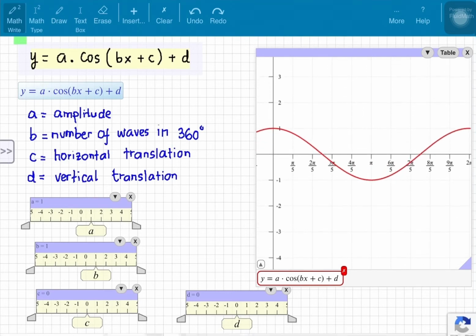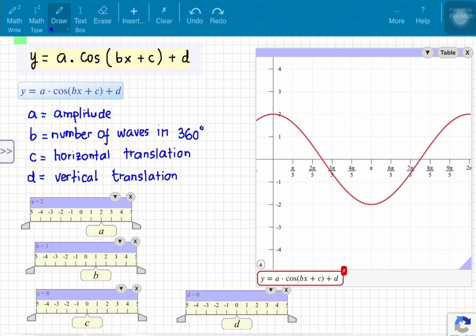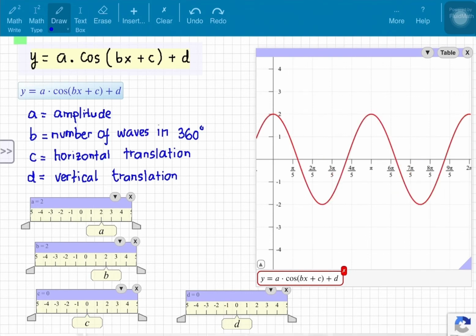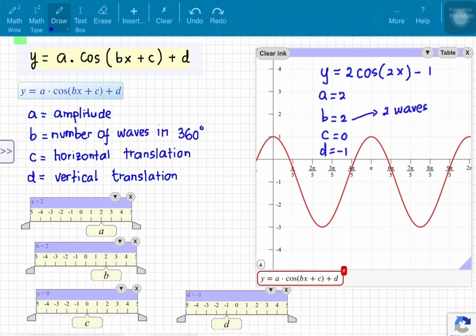equals cos x, and this is the graph. What if I change the amplitude into 2, the period into pi radians or 180 degrees, and I translate 1 unit down vertically? The function is y equals 2 cos 2x minus 1, and this is the graph.